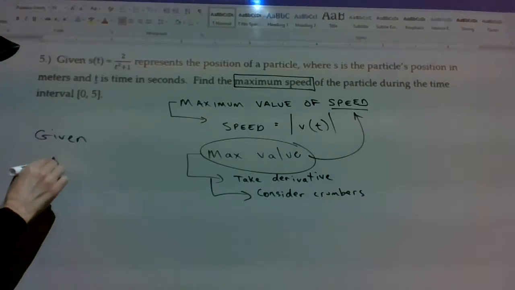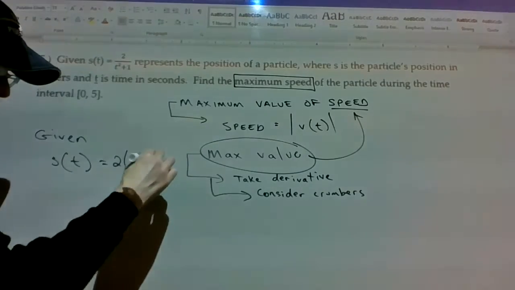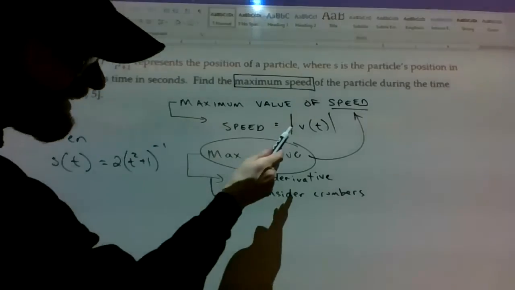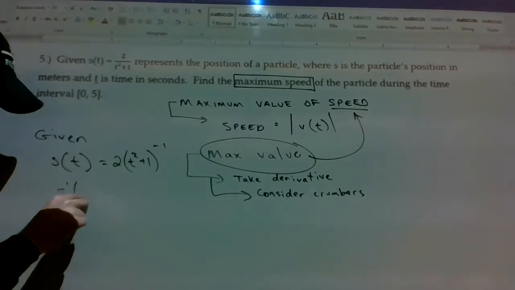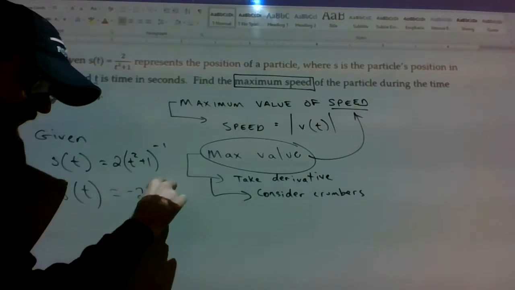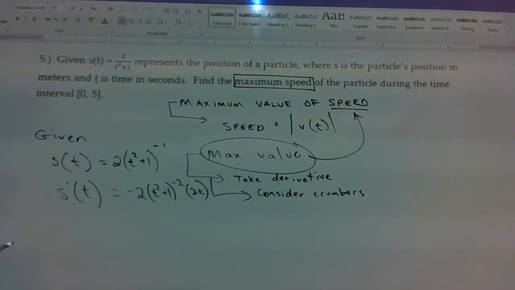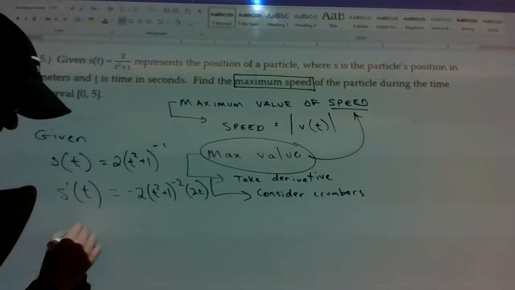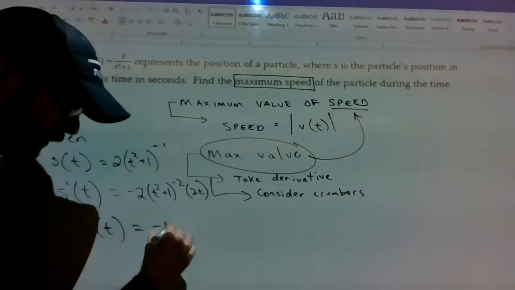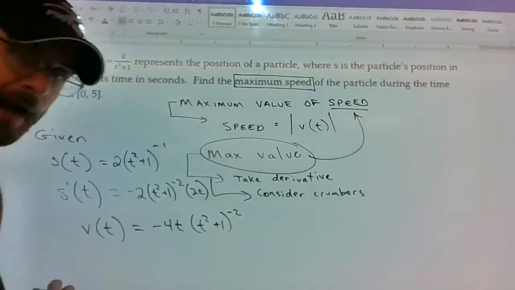Given the position function, I'm going to rewrite it as 2 times (t squared plus 1) to the negative 1 power. Taking the derivative of it would yield negative 2 times (t squared plus 1) to the negative 2 power, times the derivative of the inside, which is 2t. That's the velocity function right there: negative 4t times (t squared plus 1) to the negative 2 power.